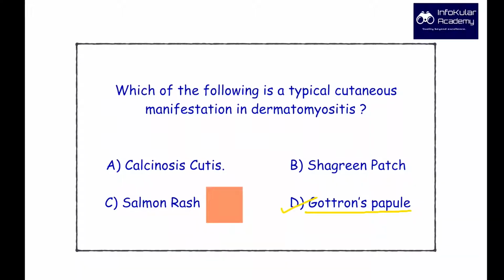So we know that the answer is Gottron's papule, but there's also a terminology called as Chagrin's patch that is mentioned here. Chagrin's patch is seen in tuberous sclerosis that we've just mentioned, and salmon rash has been mentioned here. This is seen in Still's disease. And by salmon, they actually meant this color, which is called as salmon. So there are salmon-colored rashes over the body.